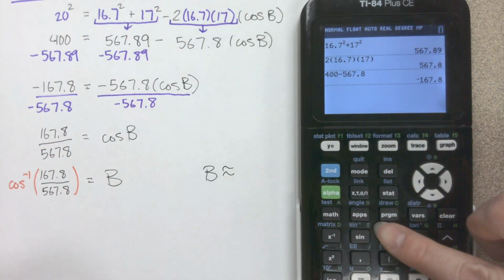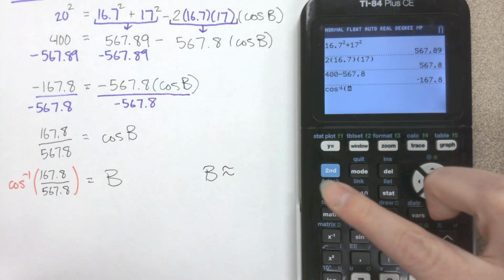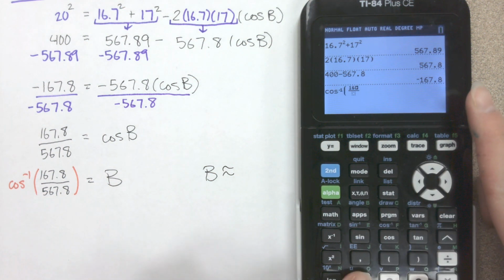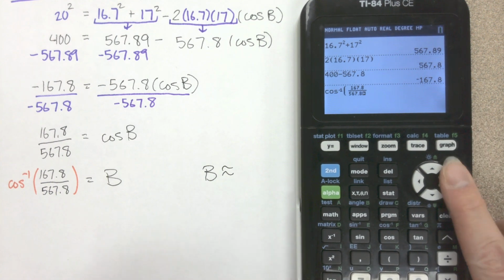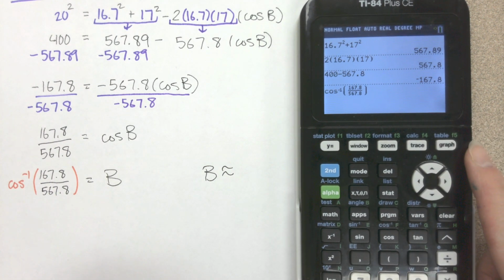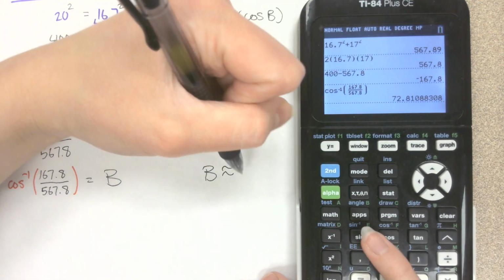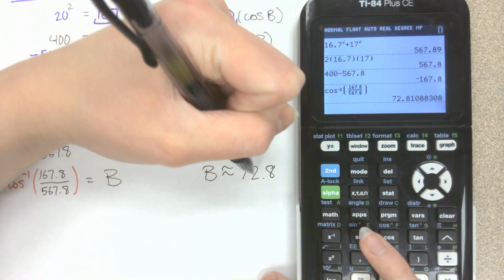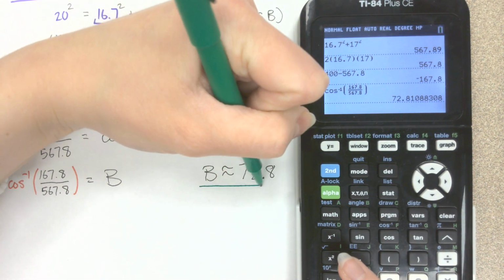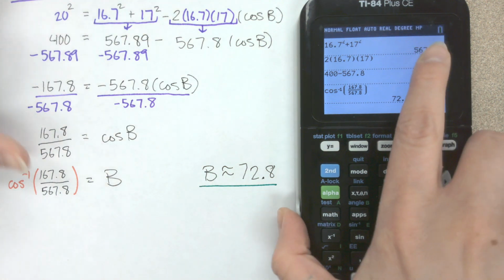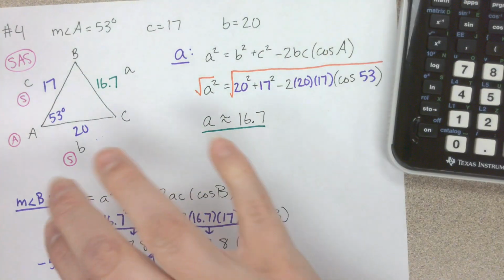Don't forget to do inverse cosine, not sine. Alpha x, 167.8 over 567.8. 72.8. So that is angle B.